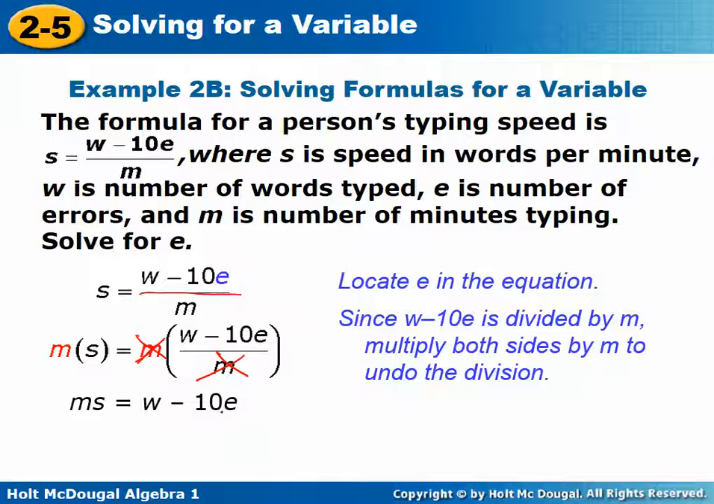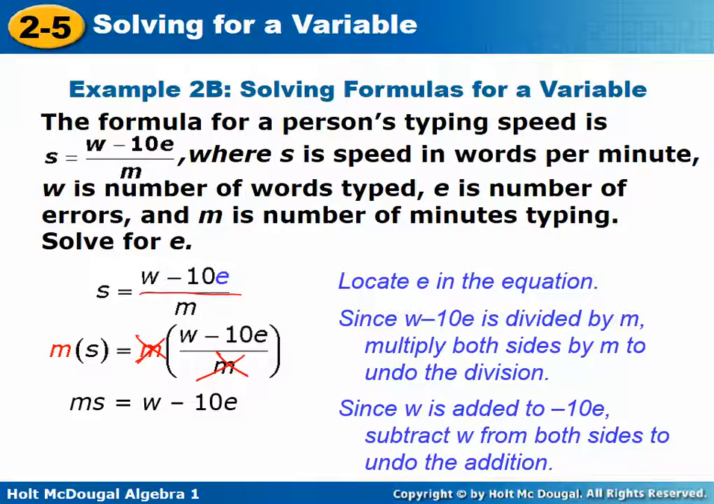So now we're getting closer to solving for e. The next thing to undo would be this w. We have a w being added, so we need to subtract it from both sides. So we subtract w from both sides. When you subtract it from ms, those are not like terms. We can't actually subtract it. We just write it after the ms. So now we have ms minus w equals negative 10e.